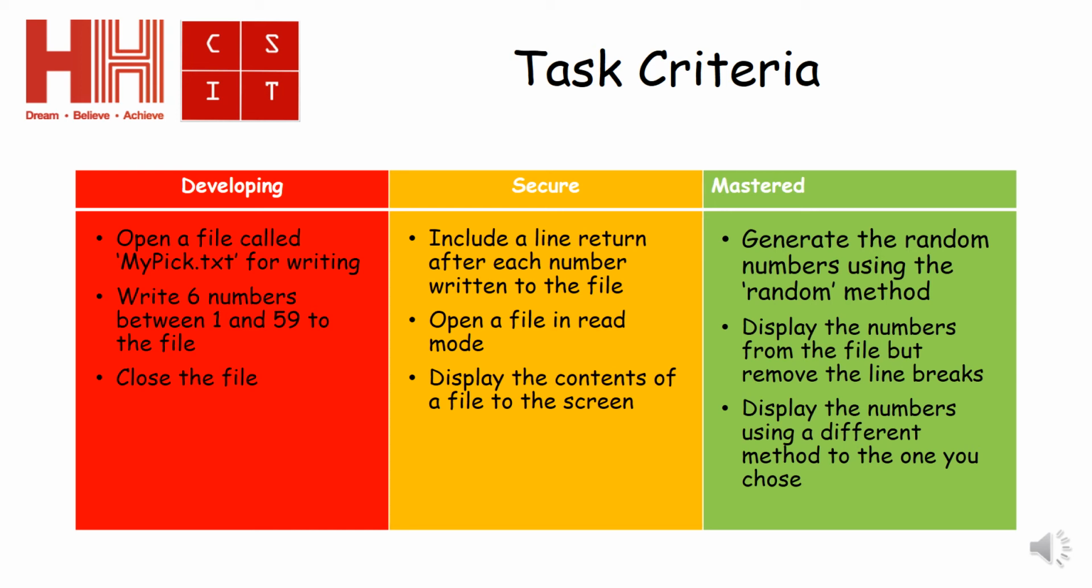to the screen. To show me you have mastered this completely, I need you to generate the 6 numbers using the random method demonstrated before. I want you to display the numbers from the file, but I want you to remove all line breaks, and I want you to use a second method to display the numbers to the screen for me.